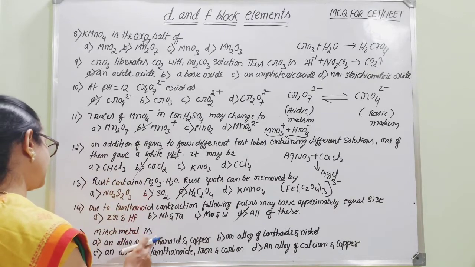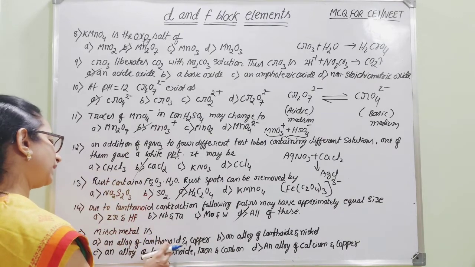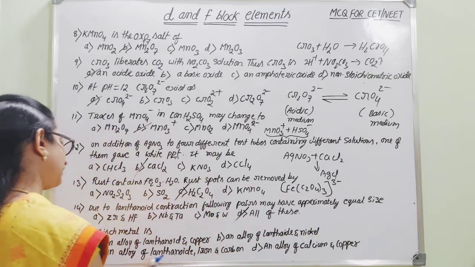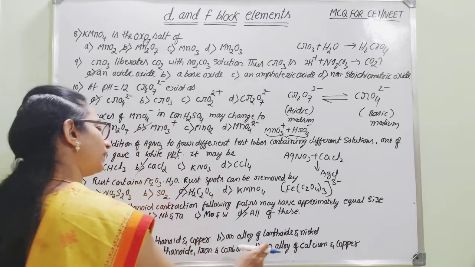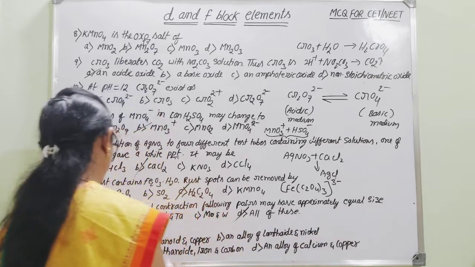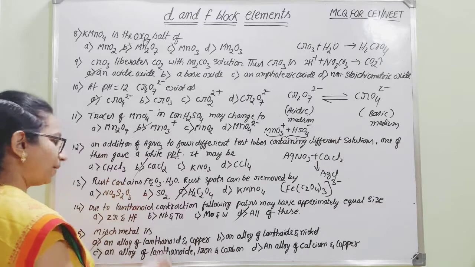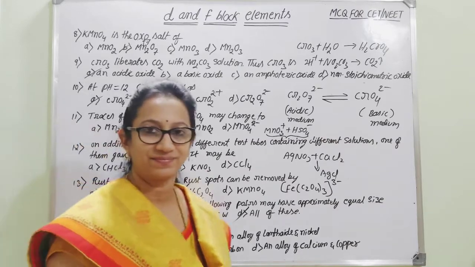Next, mish metal. Mish metal is an alloy of lanthanide and copper, an alloy of lanthanide and nickel, an alloy of lanthanide, iron, carbon, or an alloy of calcium and copper. Of course, it is an alloy of lanthanide and copper. Option A is the right answer.